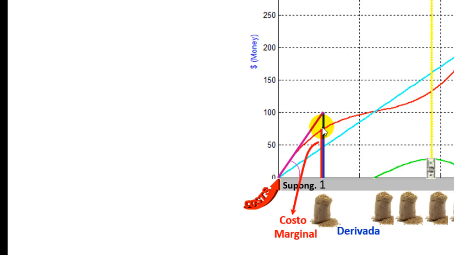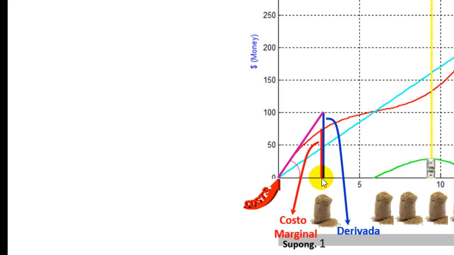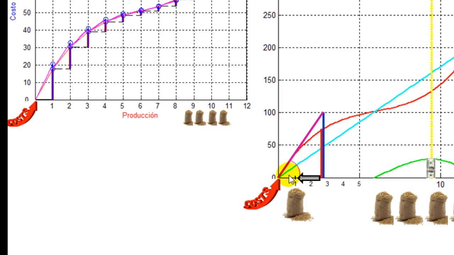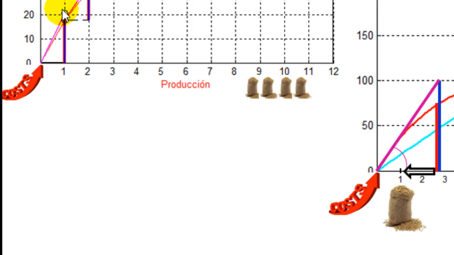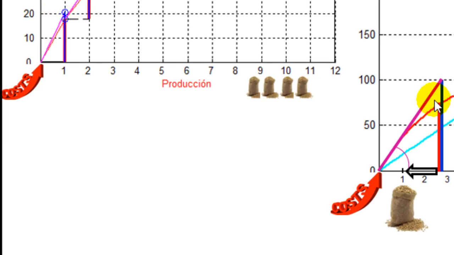Here this difference is big because the unit of production is big, but if we drop this assumption and we consider a smaller unit of production, then if this is one unit of production, we can see here that the difference between marginal cost and derivative is smaller. So if the units of production are small enough, then the difference between the derivative and the marginal cost is smaller and smaller.